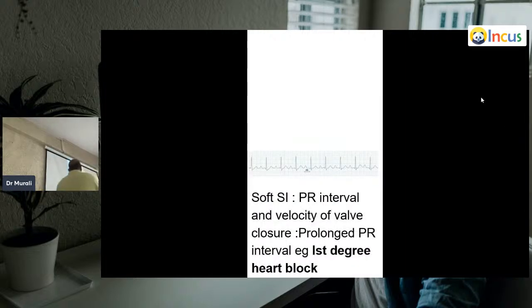Then soft S1 also occurs whenever the PR interval is prolonged. With a prolonged PR interval, by the time the closure is happening, the valves are touching each other, they have already come closer to each other. So that is the reason for the development of soft S1. So prolonged PR interval is basically the feature of first degree heart block, is what you need to remember.